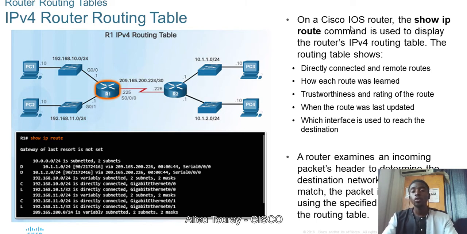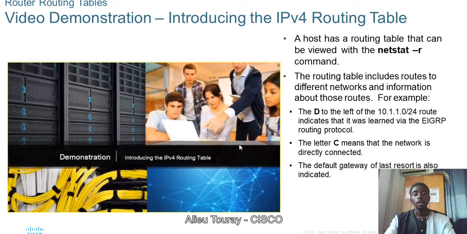So on a Cisco router, you can use the show IP route command to look at the routing table of your router, and you will see some information. I'm just going to make a quick explanation on this in my next slide, so you understand how to interpret this. Networks can be shown this way: directly connected networks, or remote networks, how the route was learned, the trustworthiness, and so on and so forth. I'll talk about this in the next slide.